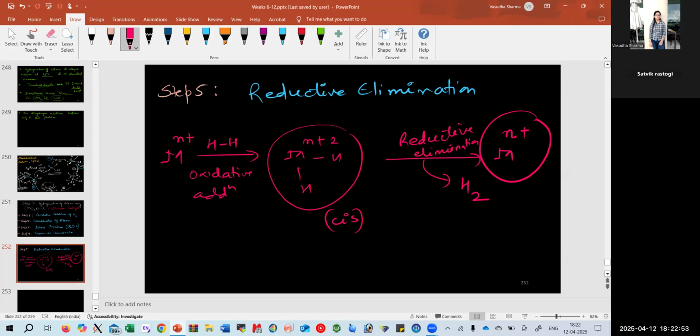I hope this is clear. If there is any doubt regarding the mechanism, please let me know. Otherwise, we can move ahead with another example of a catalyst.